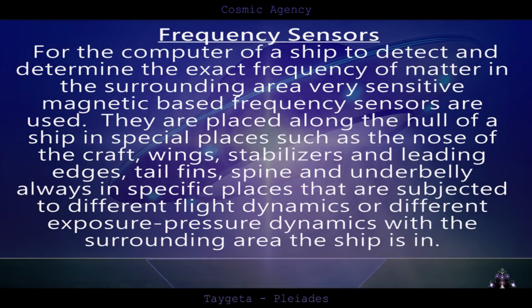Frequency sensors. For the computer of a ship to detect and determine the exact frequency of matter in the surrounding area, very sensitive magnetic-based frequency sensors are used. They are placed along the hull of a ship in special places such as the nose of the craft, wings, stabilizers and leading edges, tail fins, spine, and underbelly, always in specific places that are subjected to different flight dynamics or different exposure pressure dynamics with the surrounding area the ship is in.